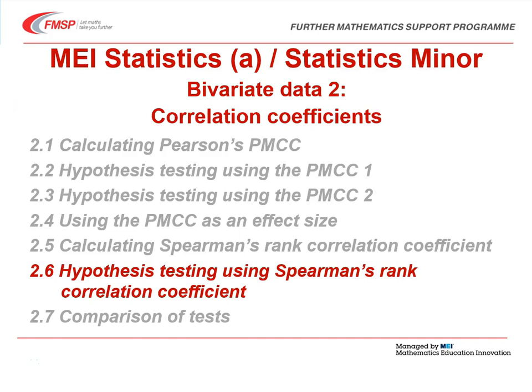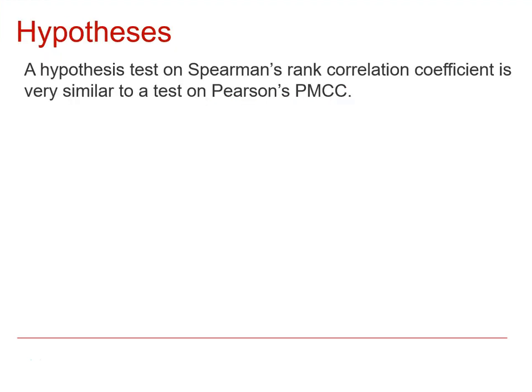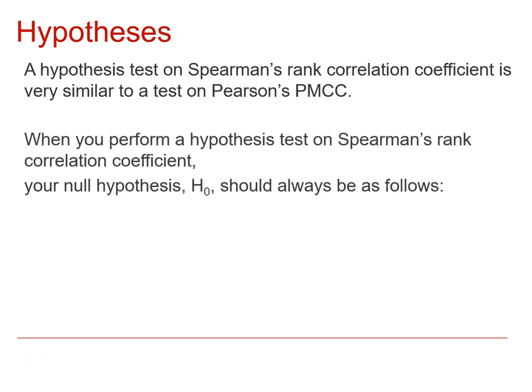MEI Statistics Minor, Bivariate Data 2, Correlation Coefficients, 2.6, Hypothesis Testing using Spearman's Rank Correlation Coefficient. A hypothesis test on Spearman's Rank Correlation Coefficient is very similar to a test on Pearson's Product Moment Correlation Coefficient. When we perform a hypothesis test on Spearman's Rank Correlation Coefficient, it should be as follows.